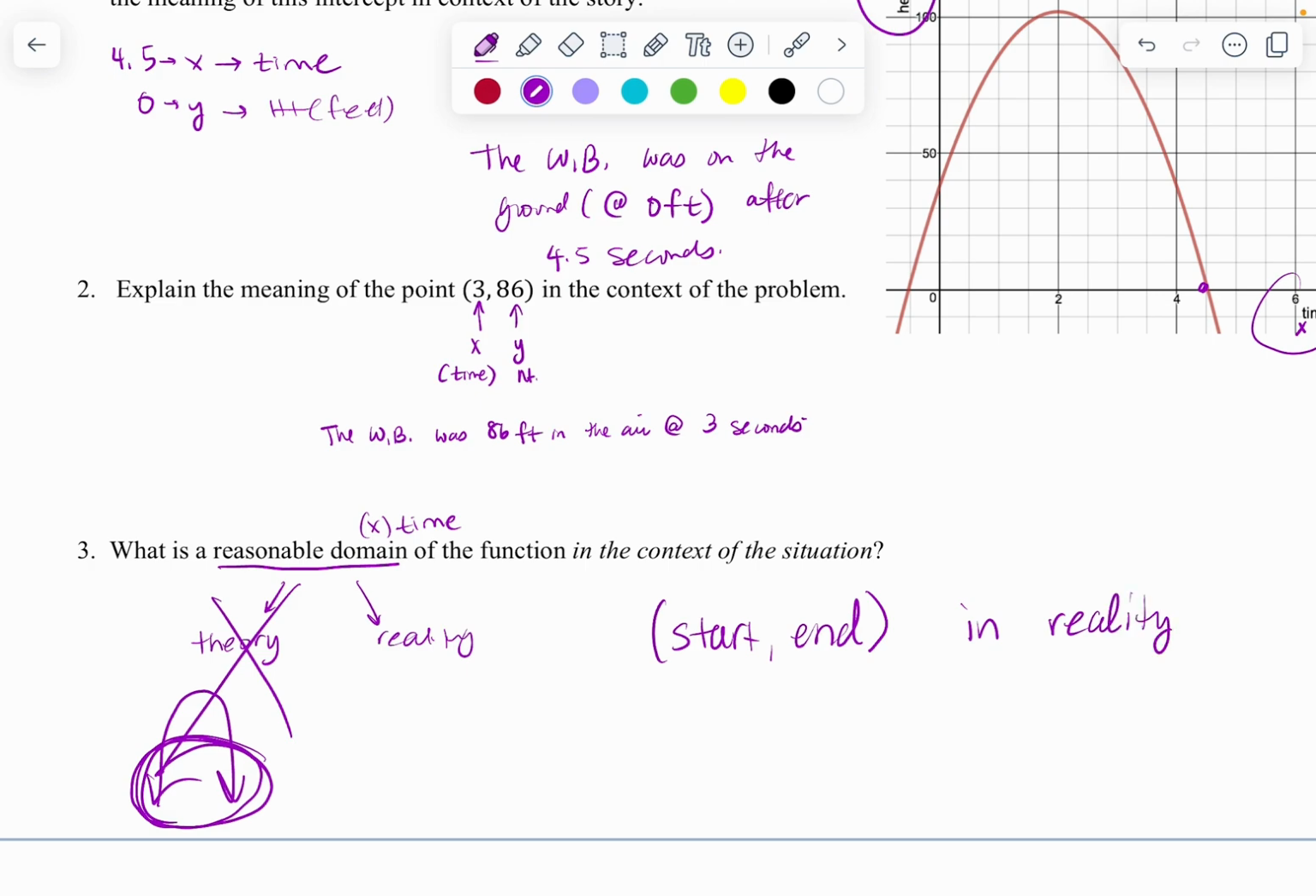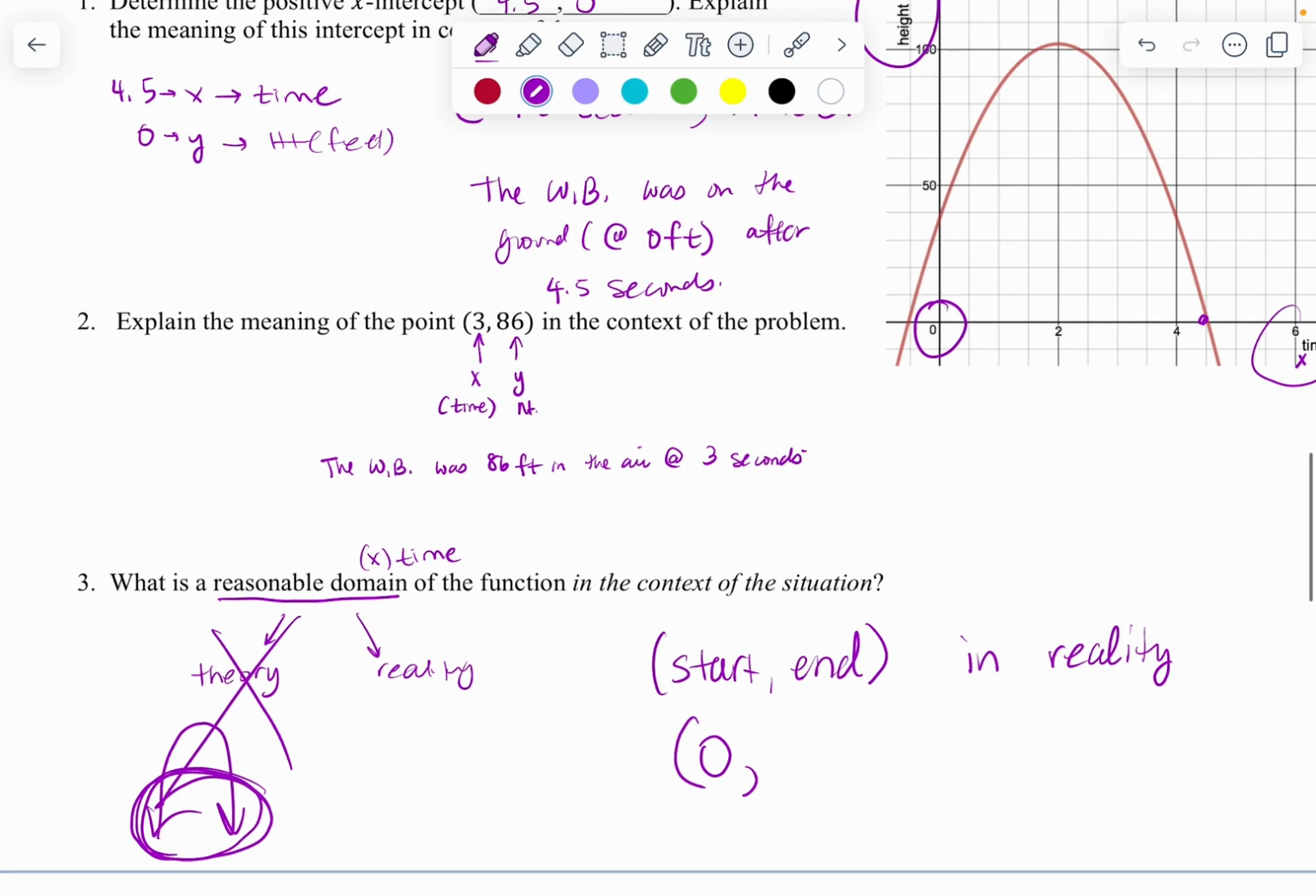So in reality, the story, I think, starts at 0 seconds. Most stories start at 0 seconds. And the story ends, I think, here. And that's going to be my 4.5. Right? So that's my reasonable domain.